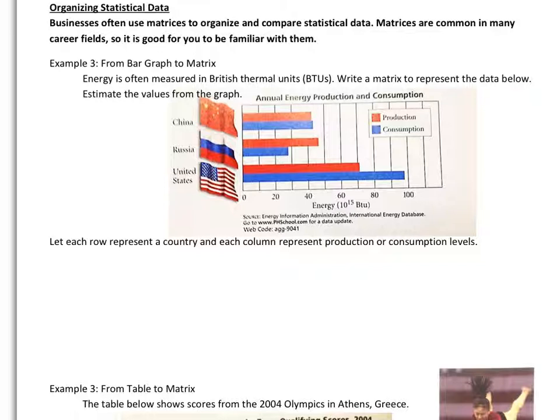So we have this bar graph that represents what it says. Energy is often measured in British thermal units, BTUs. We're talking about gas, electricity, power, all that. And we are going to write a matrix to represent the data below. Estimate the values from the graph. So just looking at this, we have information for China, information for Russia, and information for the United States.